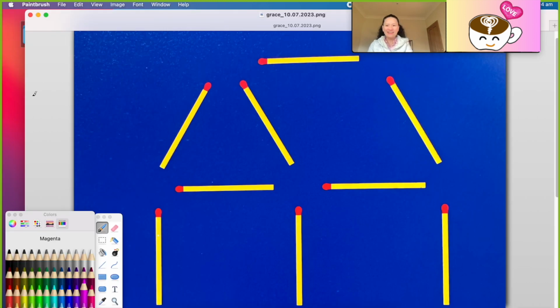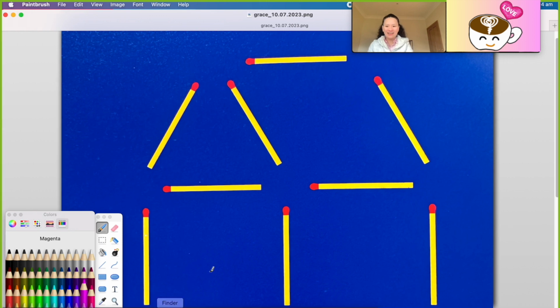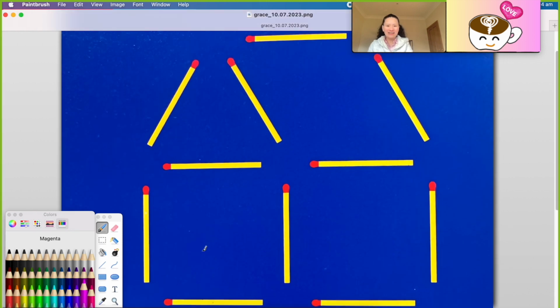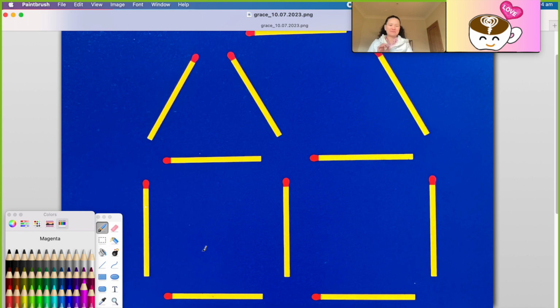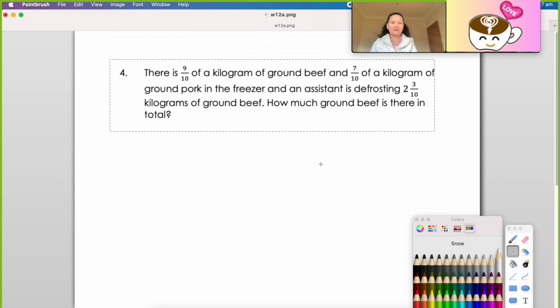It's quite easy, this one. How can you do it? I think you move this one over. Yes, that's correct. Very good. Yeah, that's it. Let's do number 4 together. Okay, guys, let's go. Can you read the question, please?